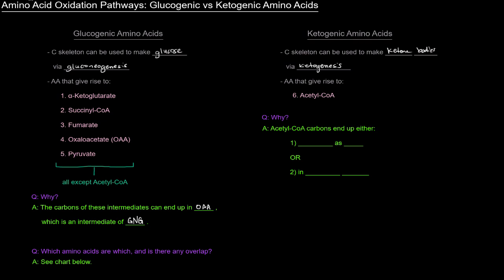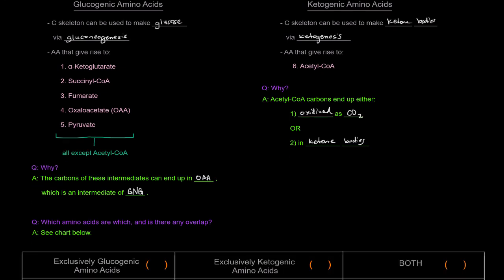And why is that? Well, because the acetyl-CoA carbons, they'll either end up oxidized as carbon dioxide, or they'll end up in those ketone bodies. They don't end up in oxaloacetate. They can't. Okay. So now the question is, now that we know what glucogenic and ketogenic are, which amino acids are which, and is there any overlap? Okay, so let's check out this chart below.